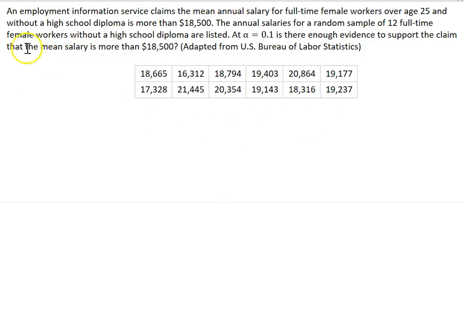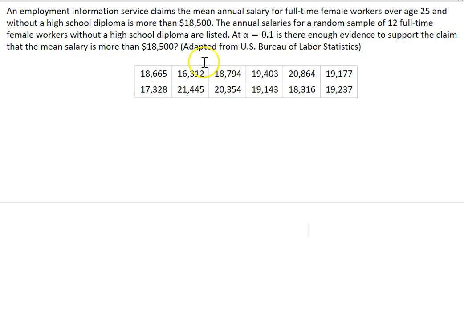So let's go ahead and read this, right? An employment information service claims that the mean annual salary for full-time female workers over age 25 and without a high school diploma is more than $18,500. The annual salaries for a random sample of 12 full-time female workers without a high school diploma are listed. At the alpha equals 0.1 or the 10% level, is there enough evidence to support the claim that the mean salary is more than $18,500?